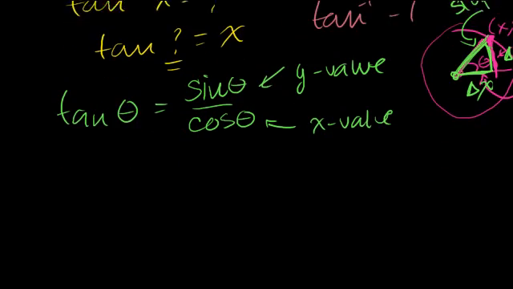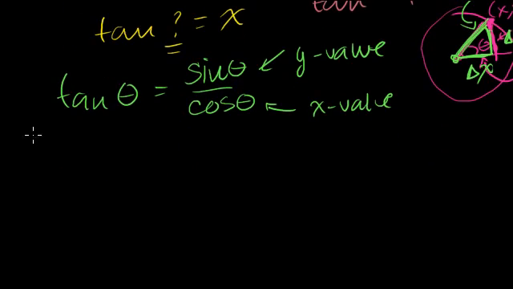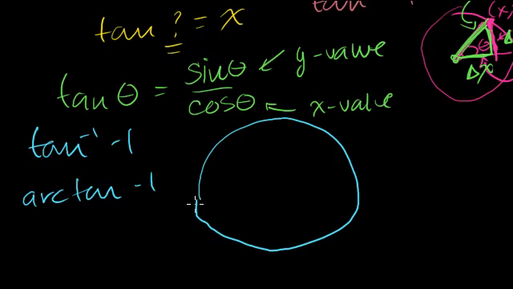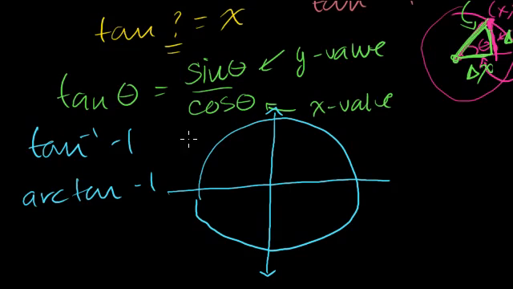If I'm asking you, what is the inverse tangent of -1, or the arctangent of -1, I'm saying, what angle gives me a slope of -1 on the unit circle? So let's draw the unit circle like that, and then I have my axes like that. And I want a slope of -1. A slope of -1 looks like that. If it was like that, it would be a slope of +1. So what angle is this?